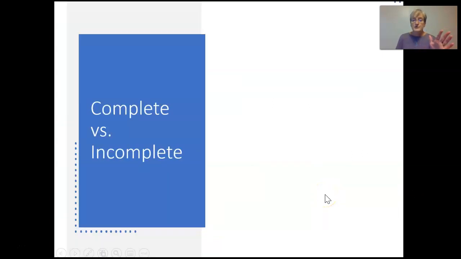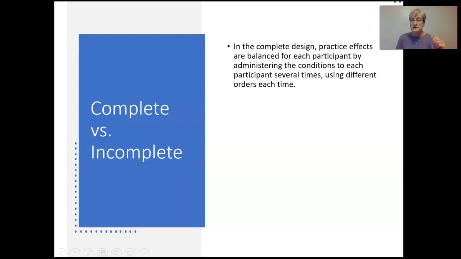Now, how are your authors using complete versus incomplete as a way of describing repeated measures designs? In a complete design, you have practice effects that are balanced for every participant. And that means that every participant is going to get the conditions several times. Now, we did not do that in the weighted blanket study.